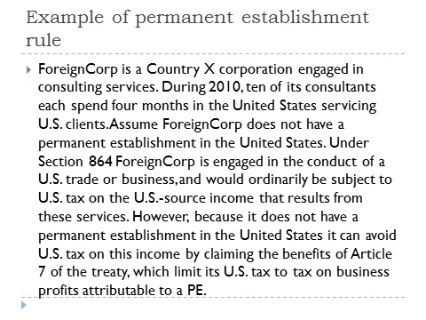However, because it does not have a permanent establishment in the United States, it can avoid U.S. tax on this income by claiming the benefits of Article 7 of the treaty, which limits U.S. tax to tax on business profits attributable to a permanent establishment.